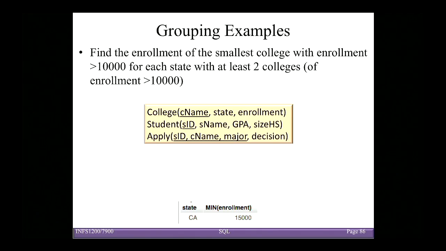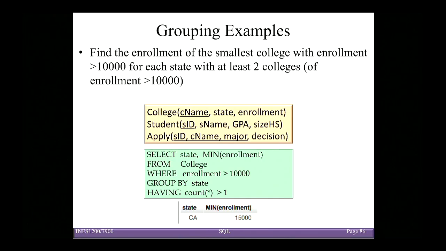Which tables do you need? College. What are you grouping on? State. Your where condition is that you want enrollment to be higher than 10,000. And you want the state, and you want minimum enrollment.